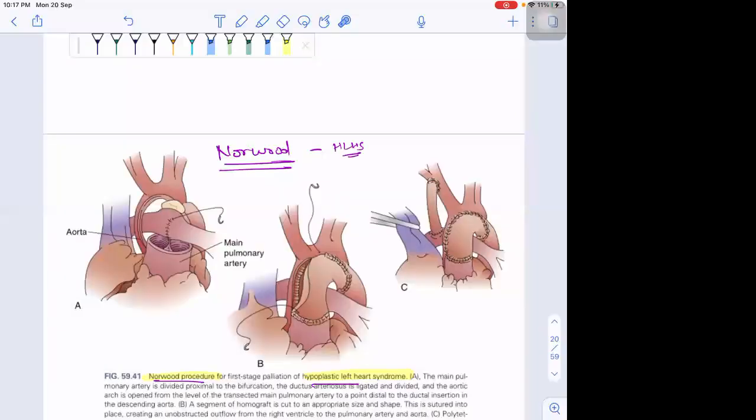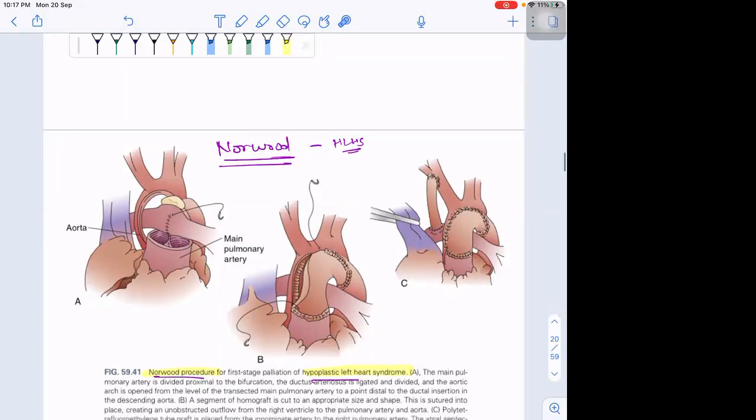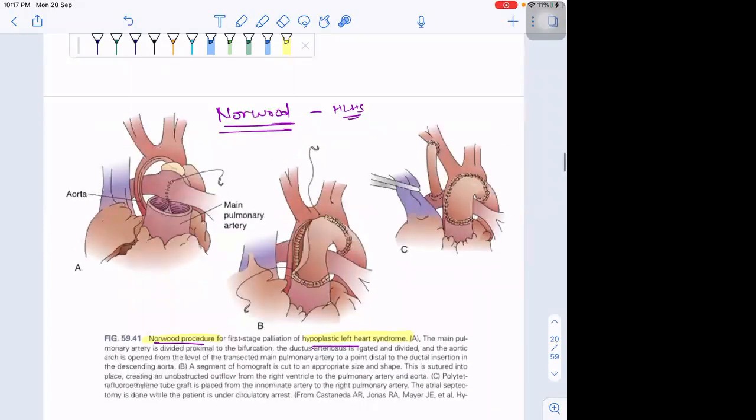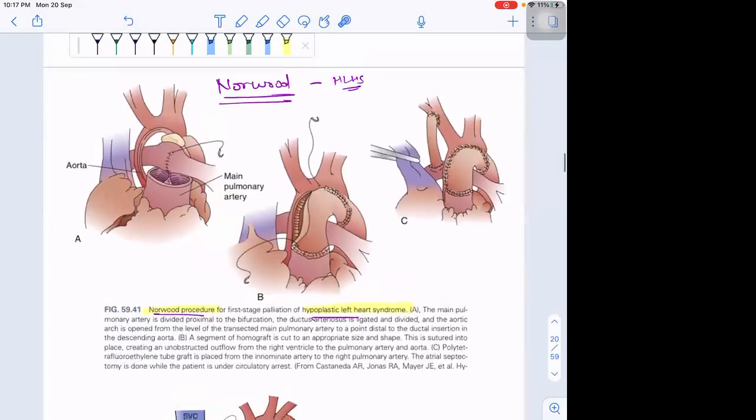Figure 59.41. Here they are telling about HLHS, hypoplastic left heart syndrome. Just remember one term: the Norwood procedure. They use the Norwood procedure in HLHS, hypoplastic left heart syndrome.